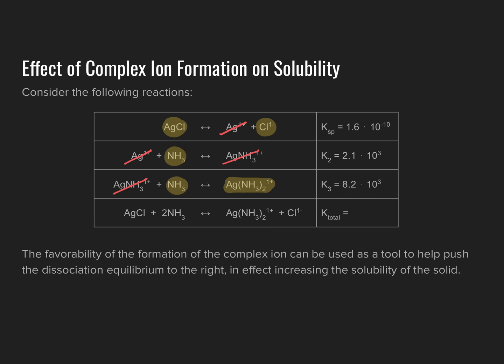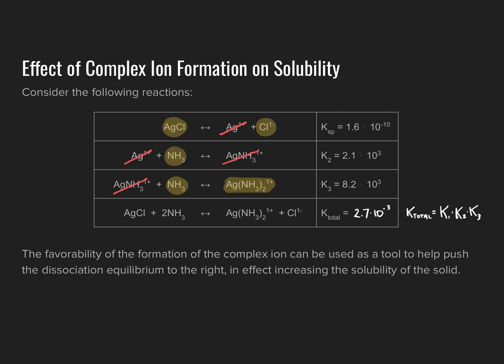And as you saw before, I can calculate the K value of an overall process by multiplying together the K values of the individual stepwise reactions that sum to make that process overall. So when I multiply here together, the Ksp value of my dissolving solute from reaction 1 of 1.6 times 10 to the negative 10th times K2, which described the first of the ligand molecules being picked up by silver ion in solution, that is 2.1 times 10 to the third, and then multiplying that by the K3 for the second ligand being picked up of 8.2 times 10 to the third. The product of those three K values comes out to be an overall K value here for the total reaction of 2.7 times 10 to the negative third.